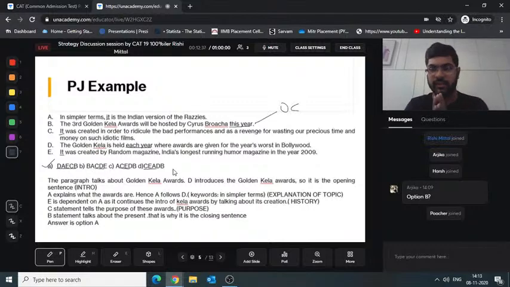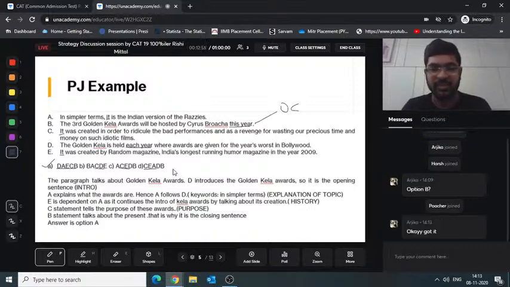Putting all of this together, what I see is D is the opening statement, A follows, then E, then C, then B. Hence, option A is the correct answer for this particular question. I hope that was a clear explanation. If there are any doubts in this explanation, please feel free to ask on chat.